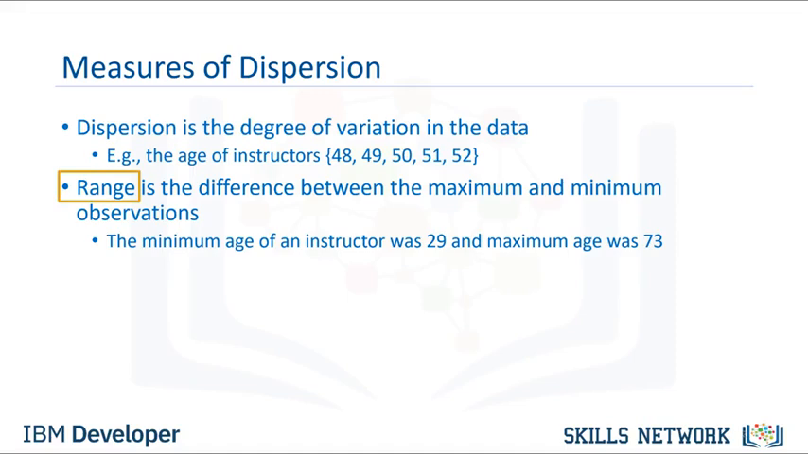For example, the range is from a minimum of 29 years of age to a maximum of 73 years, and this refers to a distance, or the difference between the minimum and the maximum.